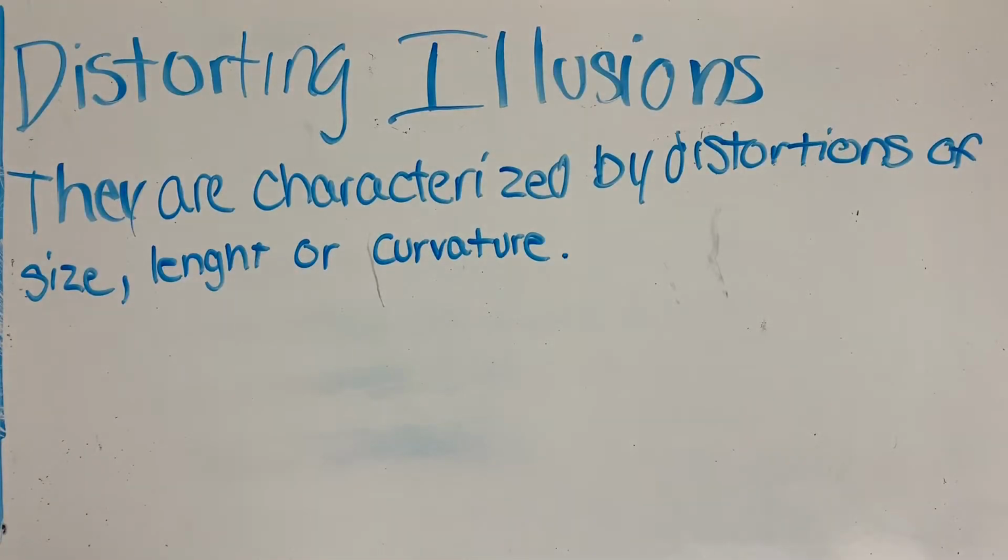Distorting illusions are characterized by distortions of size, length, or curvature. Do you think these lines are diagonal? Well, they're actually straight. This is because of distorting illusions.